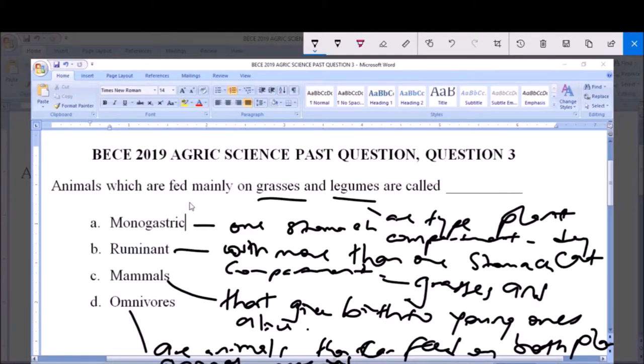Now, the question says, animals which are fed mainly on grasses and legumes are called dash. And like we know, ruminant animals are animals with more than one compartment, like a four-compartment stomach. Examples are goats and cattle. These animals are mainly fed with grasses and legumes because they have the ability to regurgitate the food and chew it again, chew the cud. So the answer to this question is B, ruminant animals.